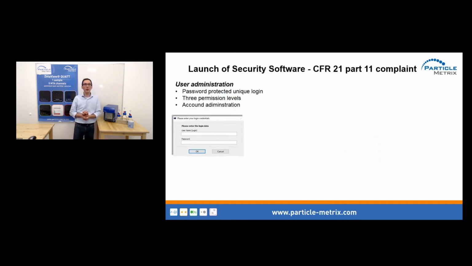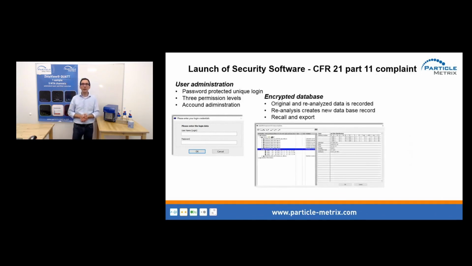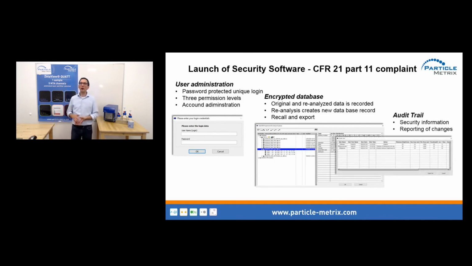Last, I would also share with you the information that we launched a security software, which is GMP compliant and also CFR 21 Part 11 compliant. The new software version features user administration. You have a unique login, which is password protected. We have a database management, so you can load and reanalyze data. Each of the records will be stored in the database. And last but not least, the audit trail, which you can follow up what has been done to the sample and to the analysis. And of course, no record can be deleted. So this is one of the requirements.